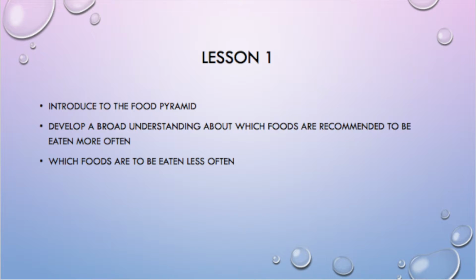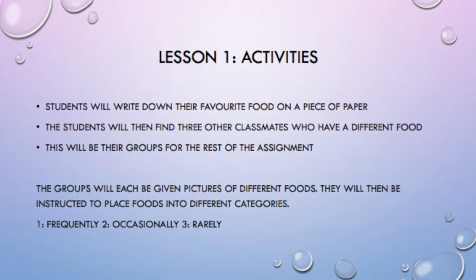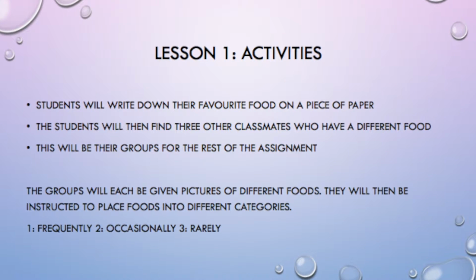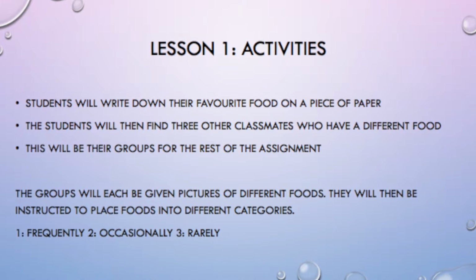Lesson 1. In Lesson 1, the students will be introduced to the food pyramid. They will develop a broad understanding about which foods are recommended to be eaten more often and which foods are to be eaten less often. The activities for Lesson 1 include: students will write down their favourite food on a piece of paper. They will then find 3 other classmates who have a different food. This will be their groups for the assignment.